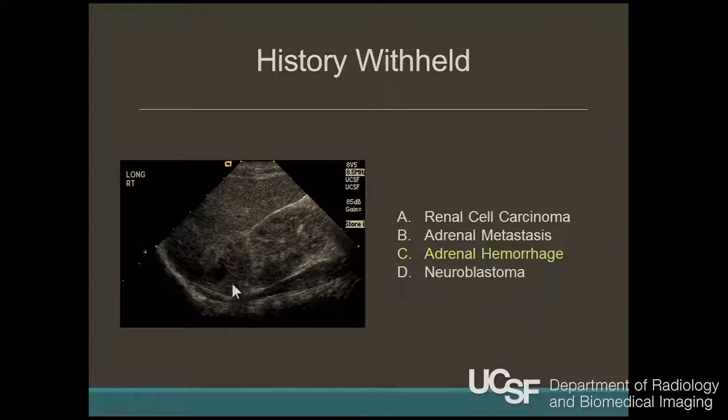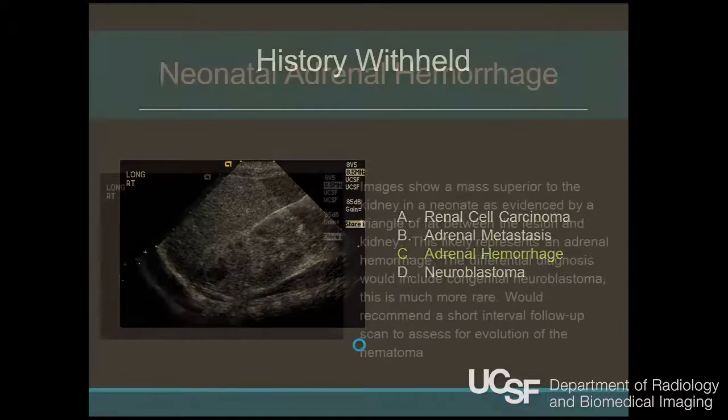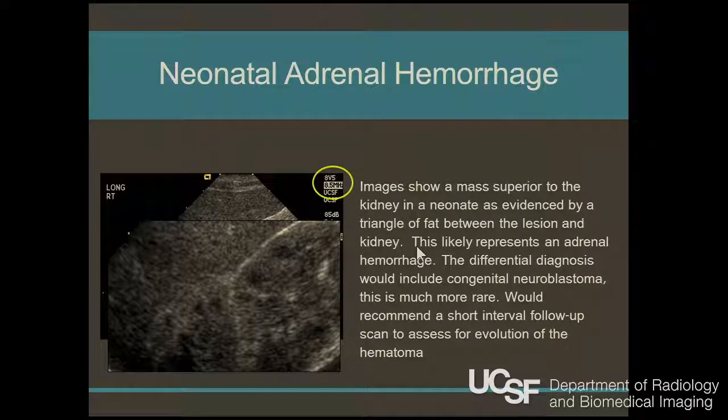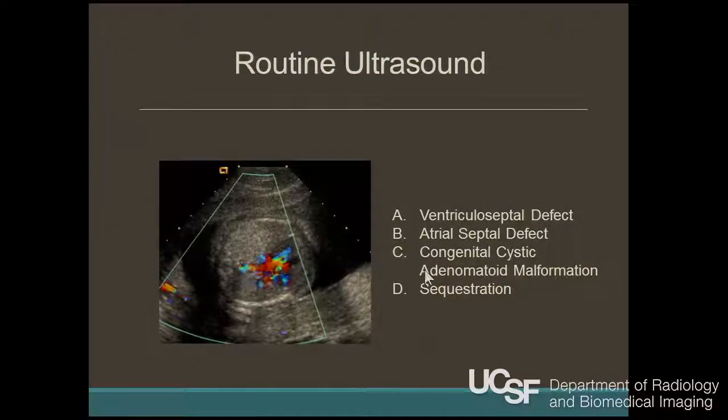This is an adrenal hemorrhage. The trick here to know this is neonatal, you're looking with a tiny transducer. How do you know it's not a renal mass? It's because you've got this triangle of fat in between the kidney and this other structure, so you know this is extra-renal. So that's a neonatal adrenal hemorrhage.